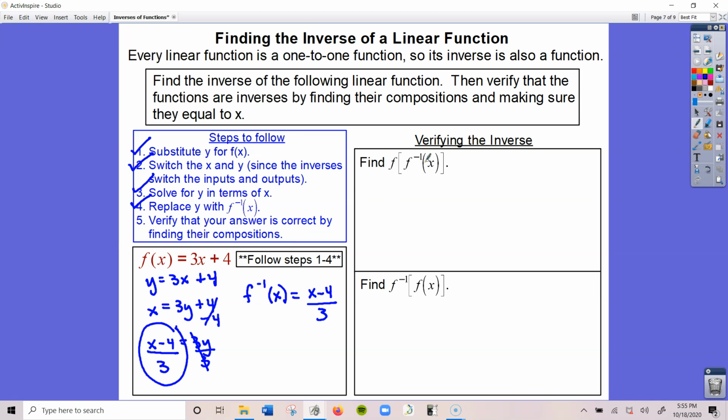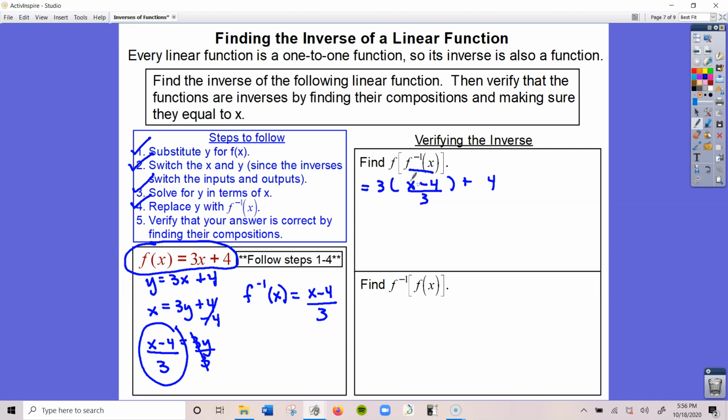So here we go. As you can see from this notation, f is on the outside. This is f. So I'm going to copy down f as I see it. 3 parentheses x plus 4. And inside the parentheses is f inverse. So that's what I'm going to write inside. The x minus 4 all over 3.